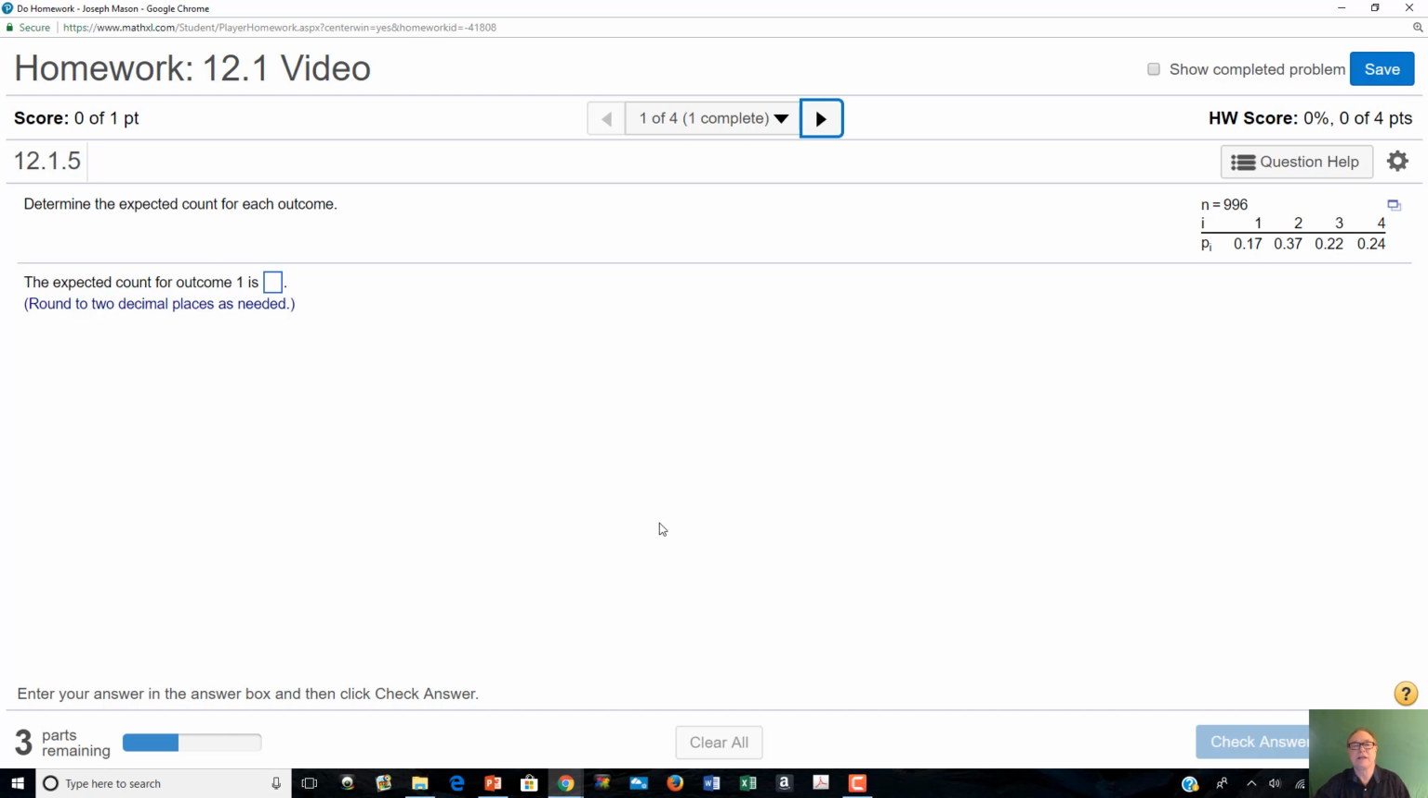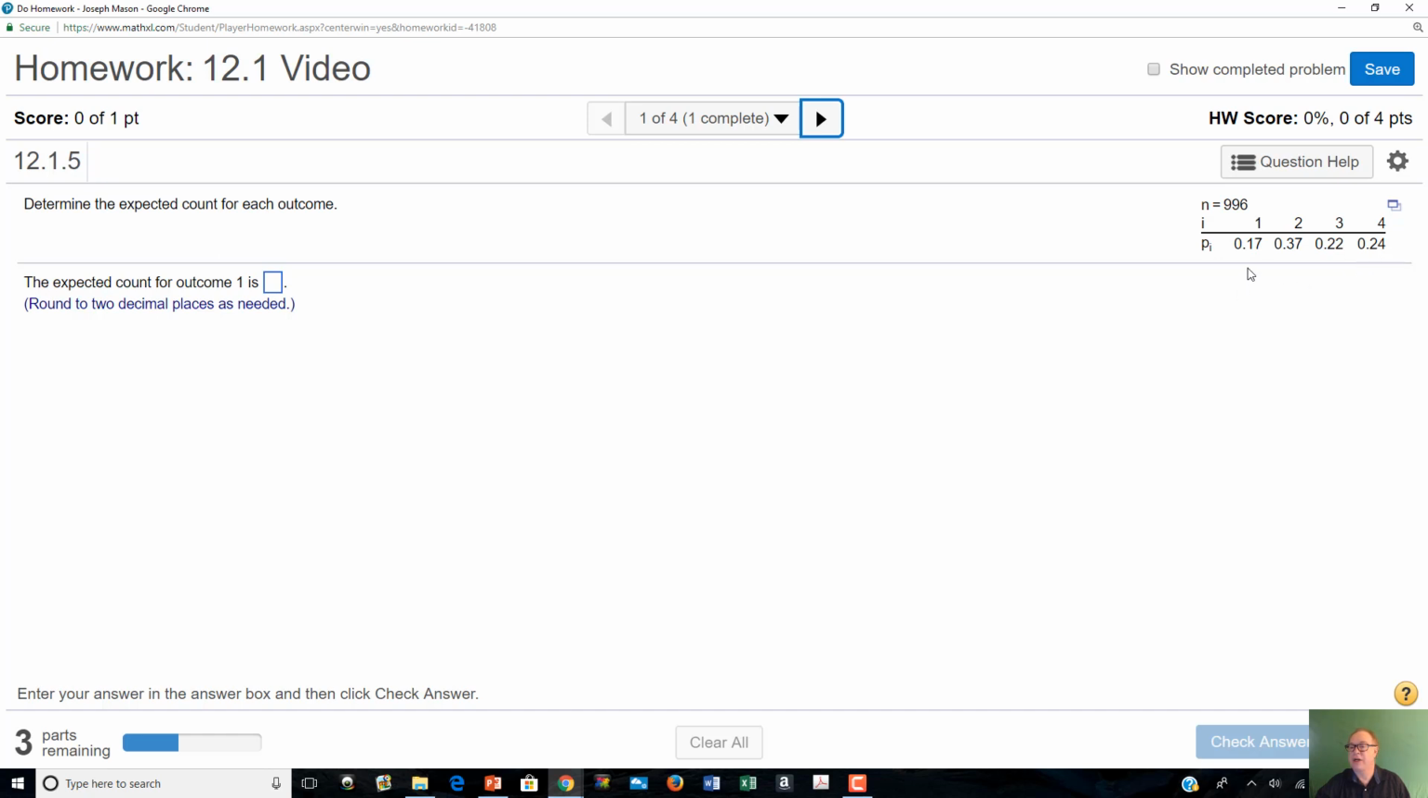Okay, now here's a problem. Determine the expected count for each outcome. Over here they give us a table. They tell us n is 996, i is 1, 2, 3, 4, and p sub i is 0.17, 0.37, 0.22, 0.24. So in this case, the probability of each category is different. So StatCrunch will not do this for you. You're going to have to use a calculator on this problem.